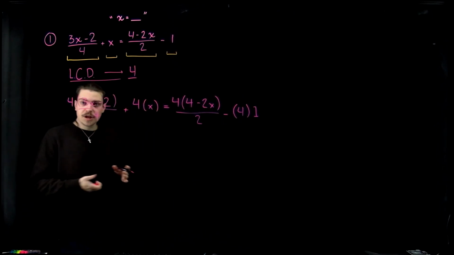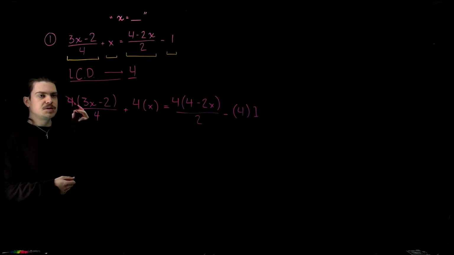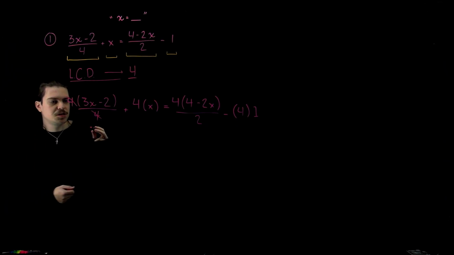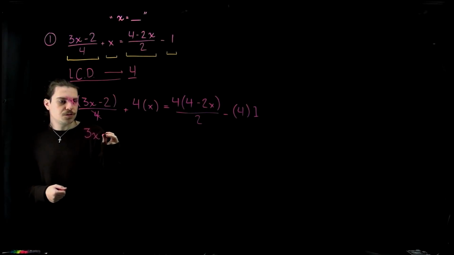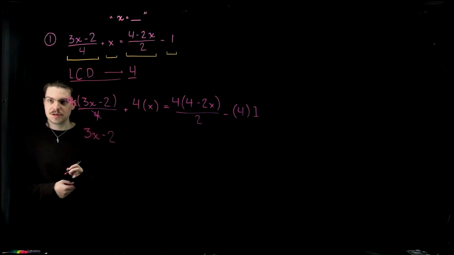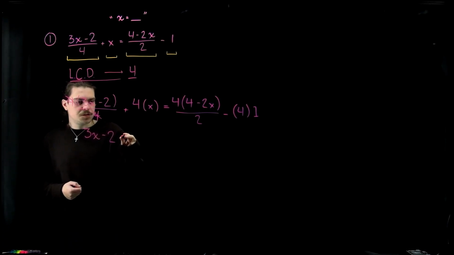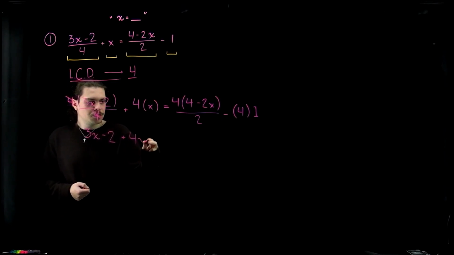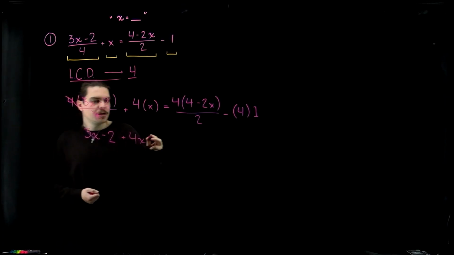What's next? Well, let's just start by factoring. And the first one's pretty easy. You see that this 4 factors with this 4, leaving us with our simple 3x minus 2. For this next portion here, there's nothing in the denominator, so we'll just go ahead and write 4x, because 4 times x is 4x.